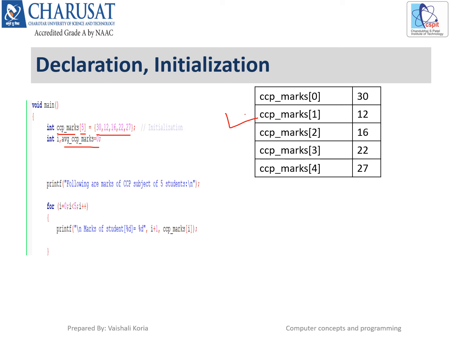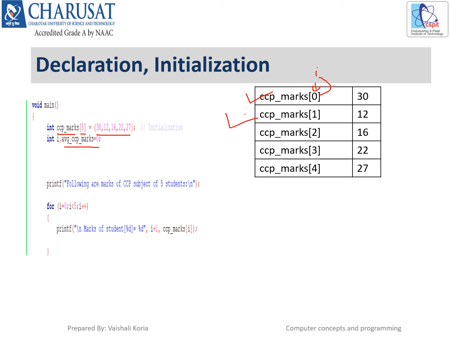Now if I want to print the array elements, I am not going to print only one value, I have to print 5 values. And you can check the subscripts of the array elements: 0, 1, 2, 3, 4. It is in increasing order by 1. So instead of this index you can take one variable, initially 0, and place i here. So ccp_marks[i], which is 0, will access the first element.